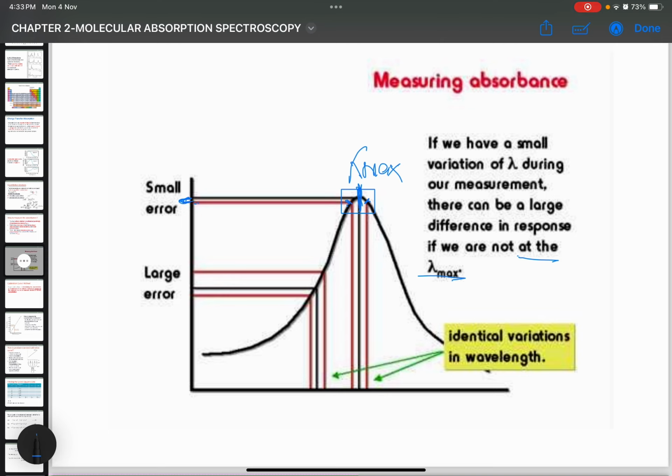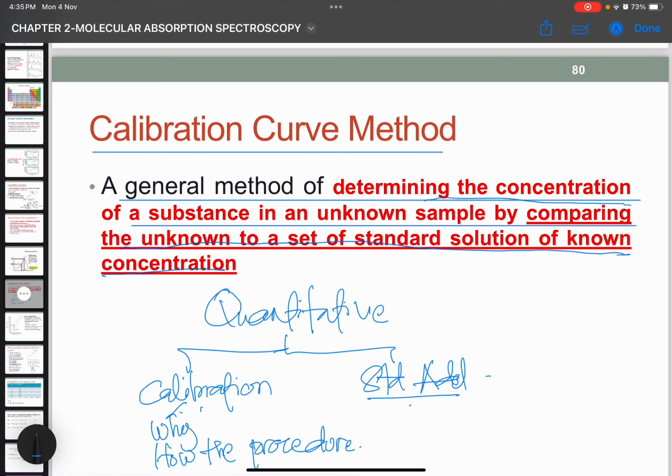Okay, calibration curve method is a general method to determine the concentration of a substance in an unknown sample by comparing the unknown to a set of standard solutions of known concentration. Okay, this is the one that we performed during our UV experiment. We determine the concentration of the unknown substance by comparing the unknown to the calibration curve of a standard.